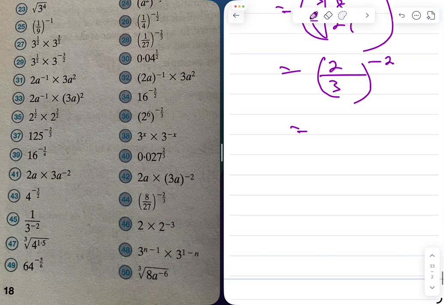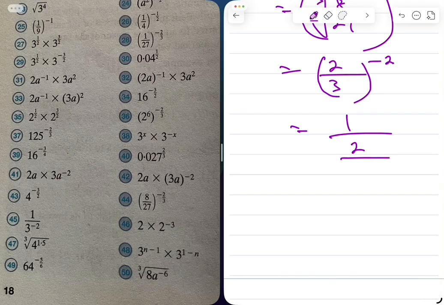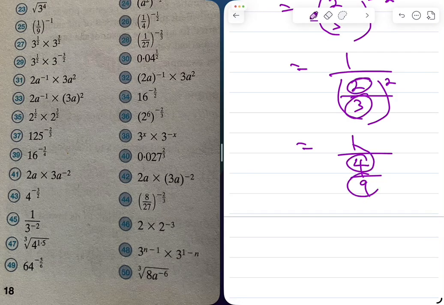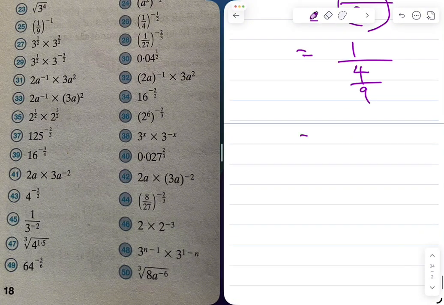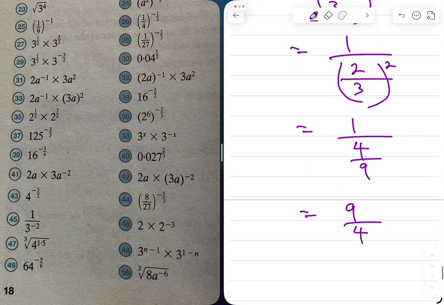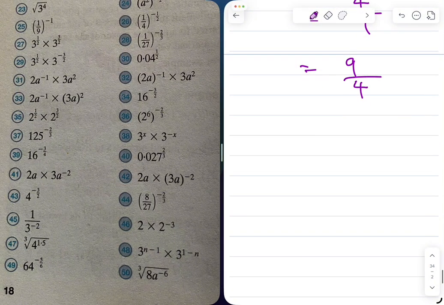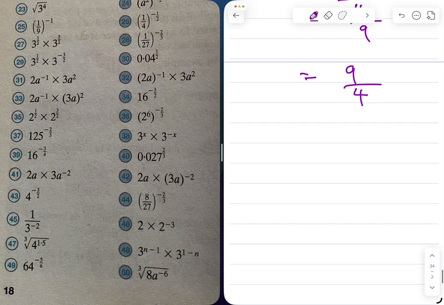And that's equal to 1 all over 2 over 3 raised to the power 2, which is 1 divided by the square of 2 over 3. The square of 2 is 4, and the square of 3 is 9. So that means 1 divided by 4 over 9, which is 1 times 9 over 4, and that's 9 over 4. You can write that as 2 number 1 over 4 if you like.